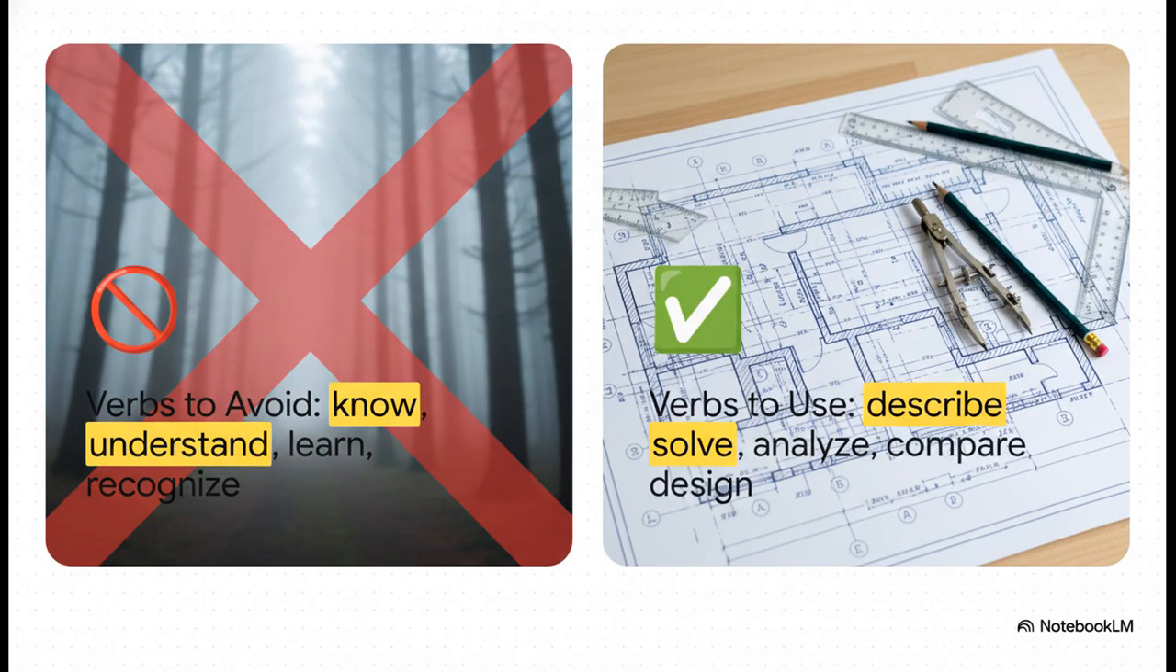So here's the bottom line. You have to ditch those vague, fuzzy verbs like know or understand. Why? Because they're impossible to measure. Instead, you want to grab one of those strong, observable action verbs from Bloom's, like describe, solve, or design. Think about it. If a student can describe it, well, you can be pretty sure they understand it.